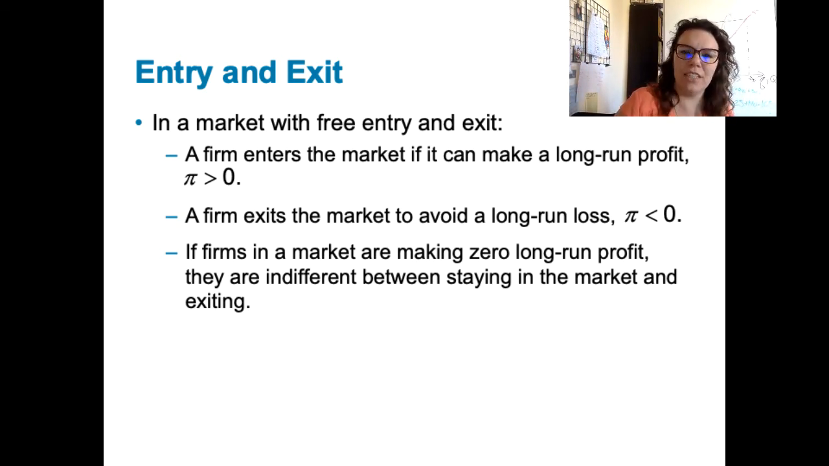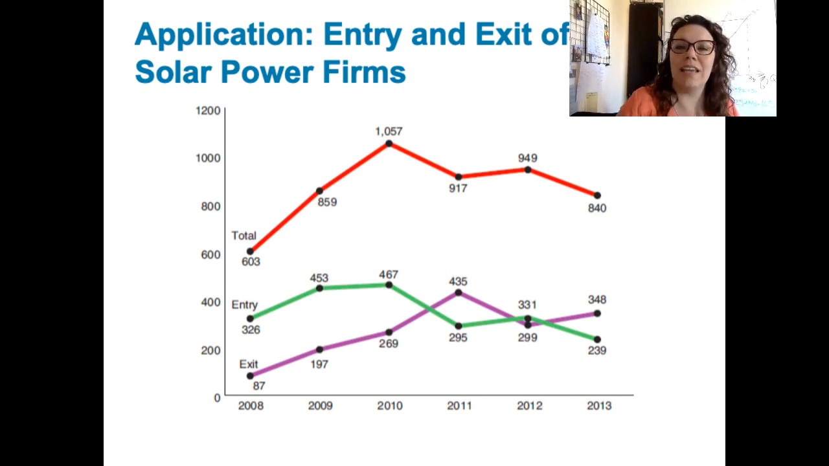There's an application here looking at solar firms in California. You can see firms entering, and then the number of firms entering falling, and the firms exiting rising and then falling. And the idea here is they're approaching an equilibrium, right? At first, there were 603 firms in California doing solar power in 2008. The number went up to 1,057, and now it's coming back down and approaching an equilibrium as the number of firms entering and exiting starts to fall.